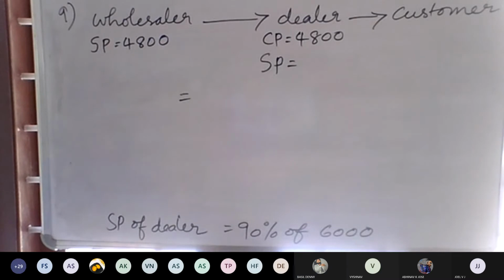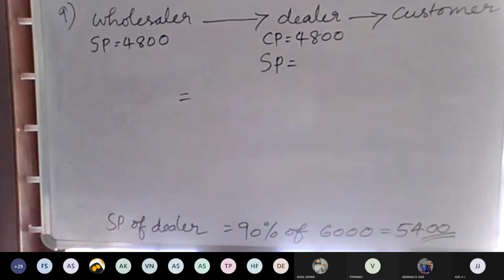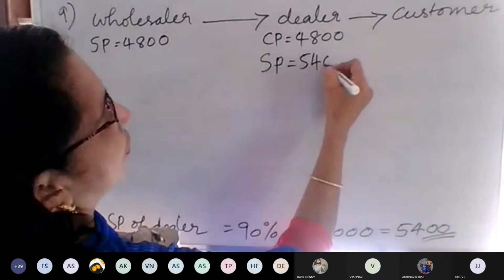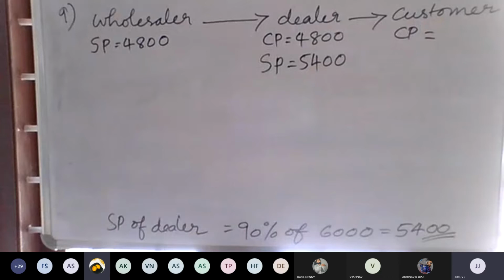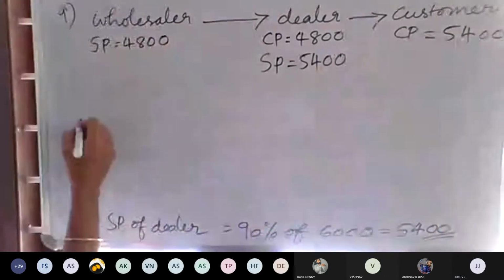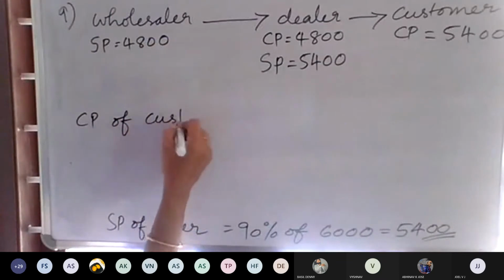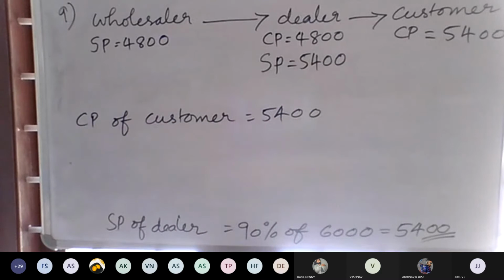SP of dealer, 90 by 100 into 6,000. Answer, SP of dealer. Got 5,400? Yes, ma'am. So 5,400. So what about the CP of the customer? Write down: CP of customer is equal to 5,400. Again read the question.